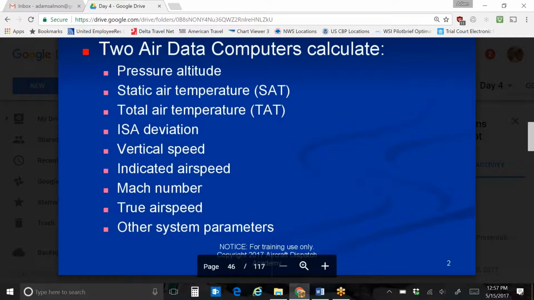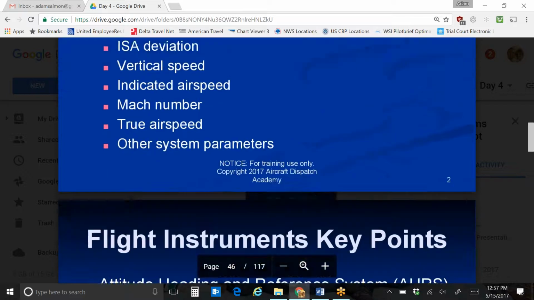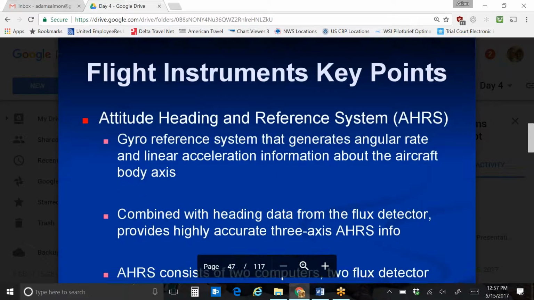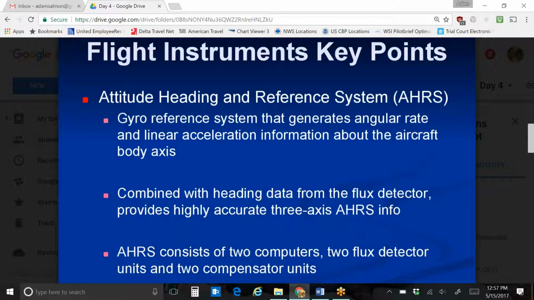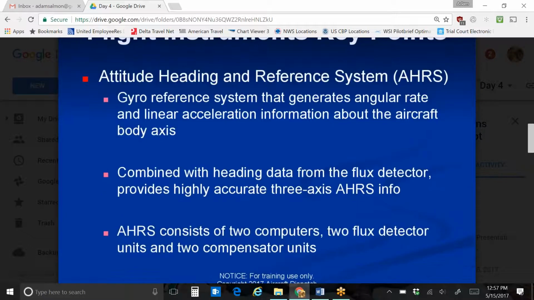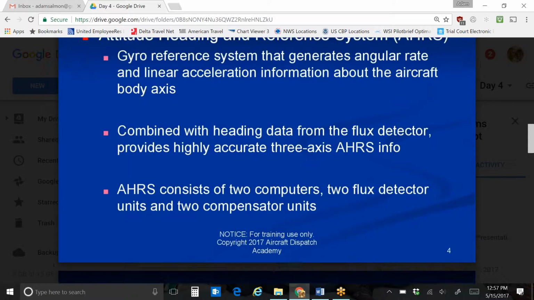Be able to write down what the air data computers calculate for the aircraft, and you can see those there: the static, the pressure altitude, the static air temperature, and so forth. It calculates the ISA deviation. Anyway, get to know all those parameters there. Then the attitude heading and reference system. Be able to say and describe what that does specifically.